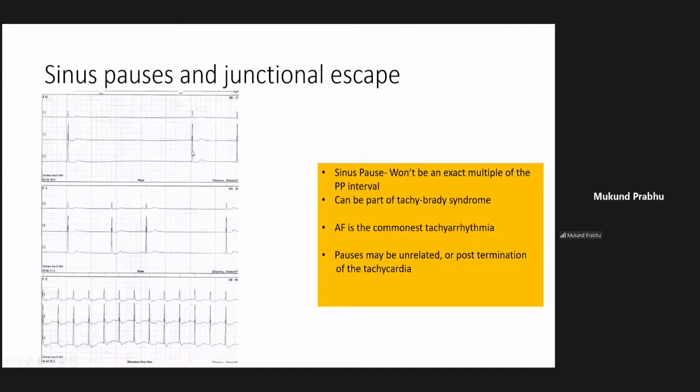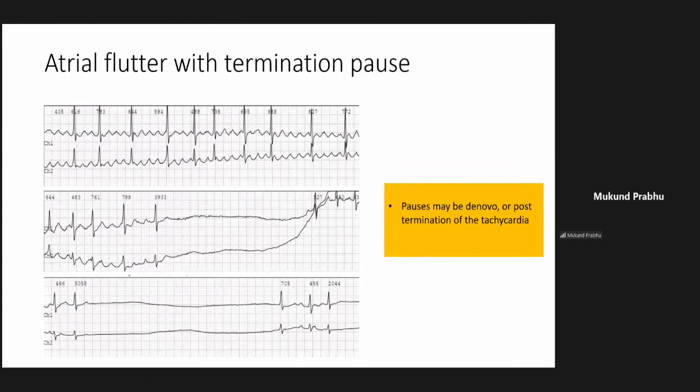And this is common in the scenario of tachy-brady syndrome, where intermittently the patient may be having tachycardia. The commonest tachycardia in sick sinus syndrome or tachy-brady syndrome is atrial fibrillation again. And in between, it is punctuated by periods of bradyarrhythmias. Not all pauses may be primary pauses.